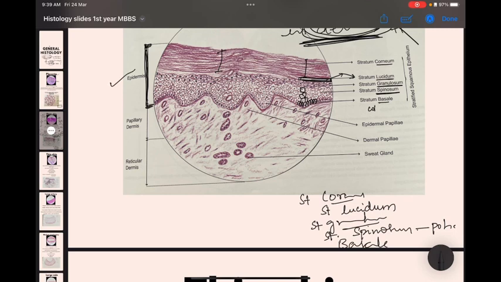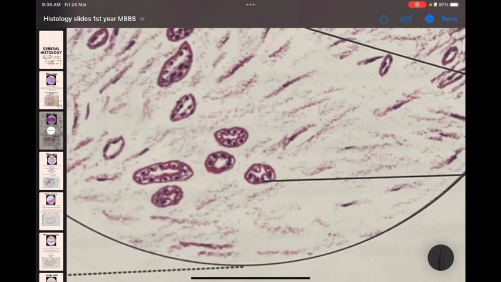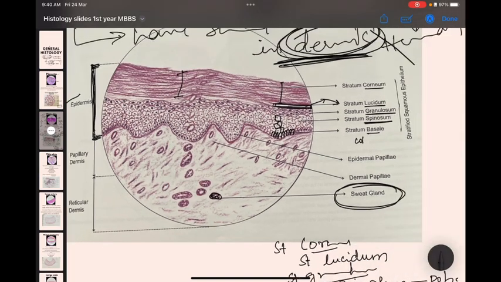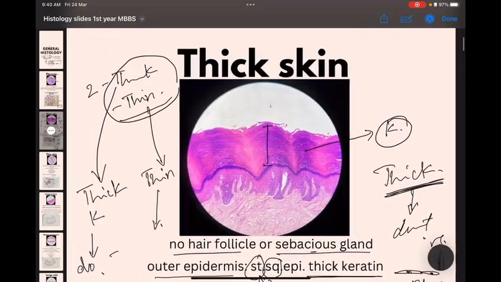Now coming to the dermis. As I told you, the dermis contains sweat glands. That's all you have to remember in the dermis. So write like this: normal cells. This is a sweat gland, so write many sweat glands. Invagination from epidermis into dermis is called epidermal papilla. Invagination from dermis into epidermis is called dermal papilla. That's all. We are completed with thick skin now.